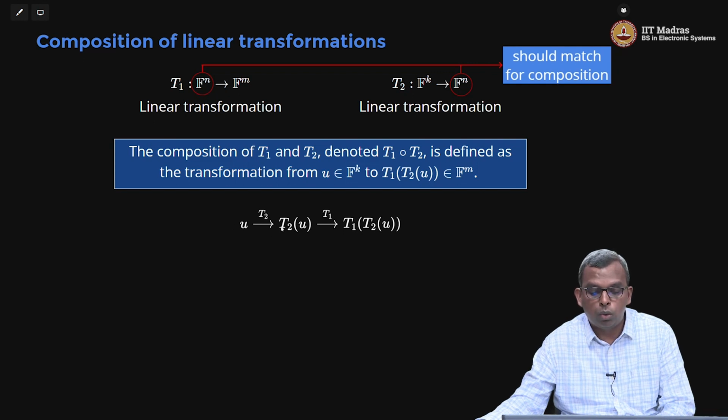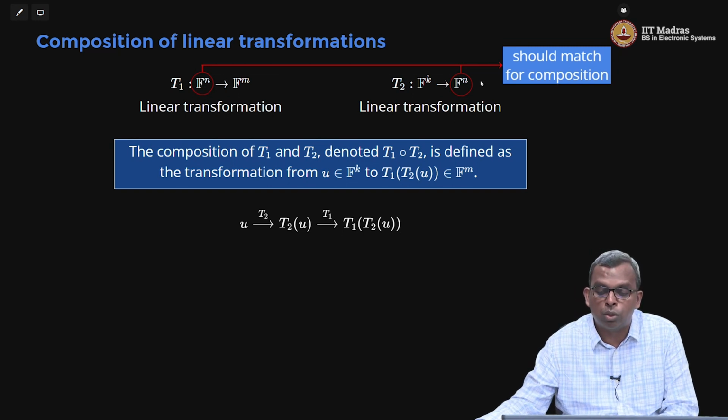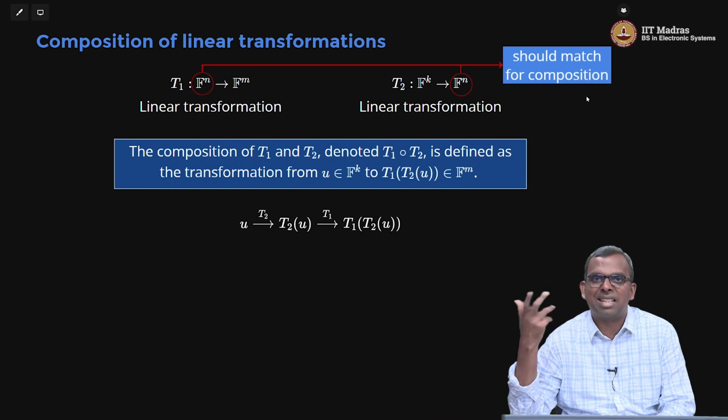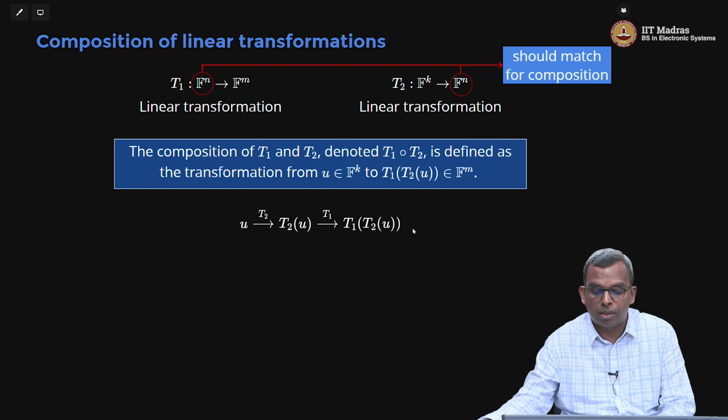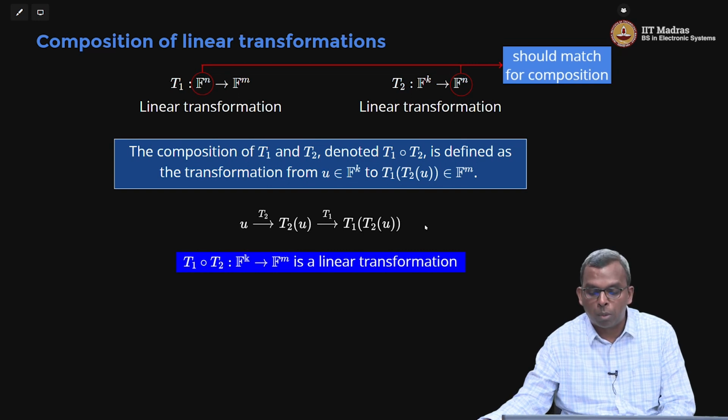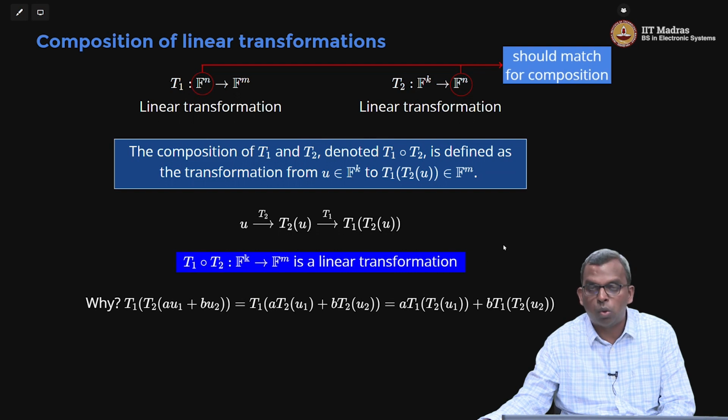u under T2 goes to T2 of u, and then T2 of u under T1 goes to T1 of T2 of u. And like I said here, I've shown this in a circle. These two have to match for composition, otherwise composition doesn't make sense, right. So, you can't compose two things which are not compatible with each other, as in the inputs and outputs should sort of match. Okay, so this is how this works, and it's very easy to show that T1 composed with T2 from Fk to Fm is a linear transformation. The proof more or less is exactly similar to what we wrote down in the F2 to F2 case. It's just writing down the exact same thing. Okay. So, I hope this is clear.